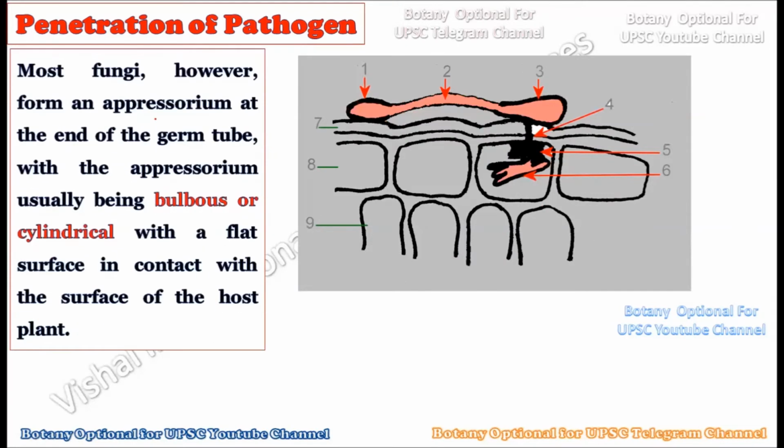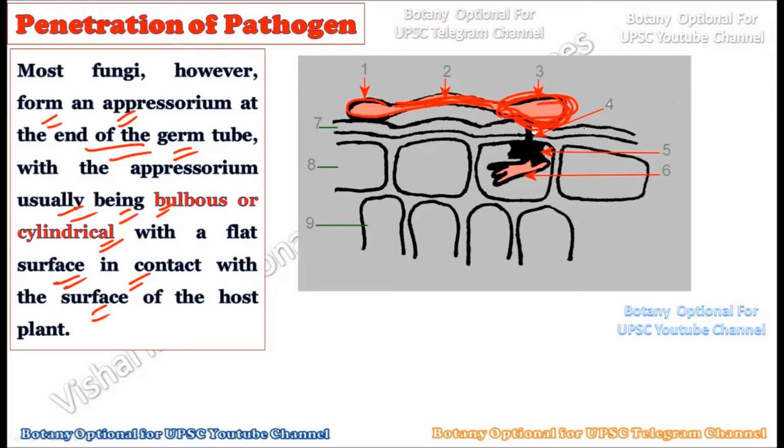Now see, most of the fungi, however, form the appressorium, as we have seen in the second condition. After spore germination they will create the germ tube, and this germ tube will create a network of the hyphae, and this network of the hyphae is called the appressorium. Once the appressorium is created at the end of the germ tube, it is usually bulbous or cylindrical. As you can see in this picture, it is bulbous or cylindrical in structure with a flat surface in contact with the surface of the host plant. So this is the flat surface.